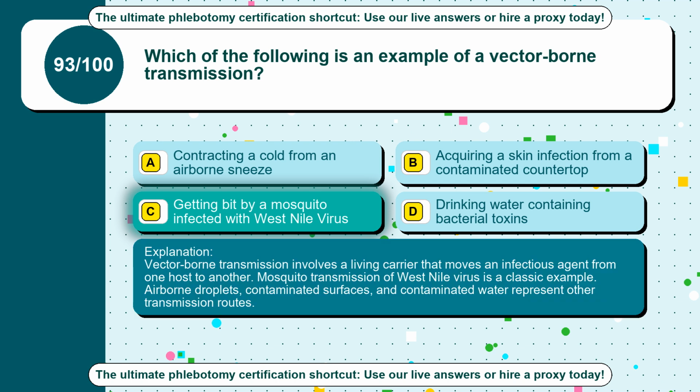Vector-borne transmission involves a living carrier that moves an infectious agent from one host to another. Mosquito transmission of West Nile virus is a classic example. Airborne droplets, contaminated surfaces, and contaminated water represent other transmission routes.